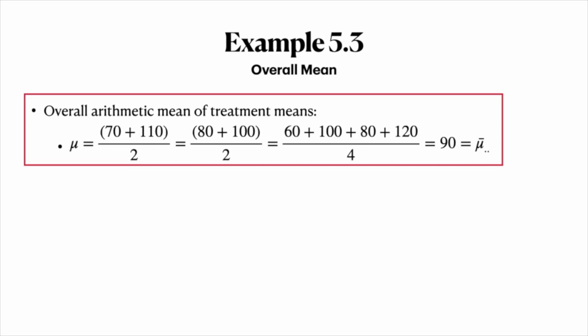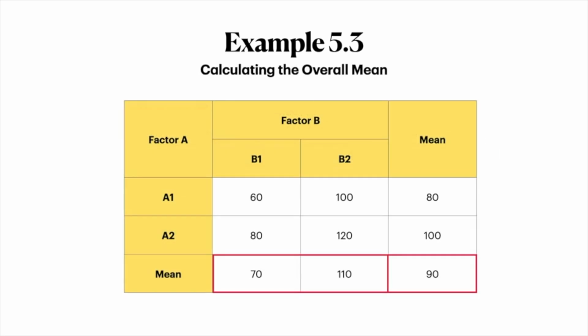And so we can demonstrate each of these three calculations by looking at the table. The cell in the bottom right corner is the overall arithmetic mean of the treatment combinations, and we can calculate that as shown here as the arithmetic mean of the column means. We can also calculate it as the arithmetic mean of the row means, and then finally as the arithmetic mean of the individual treatment combination means. All right, now that we have those, we can move on to calculate the various kinds of effects.